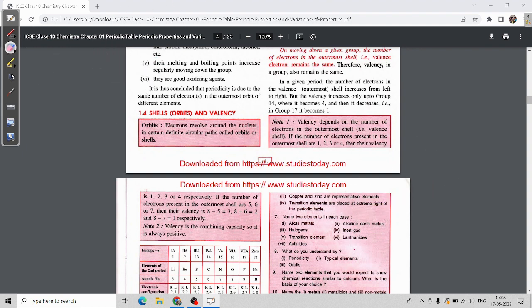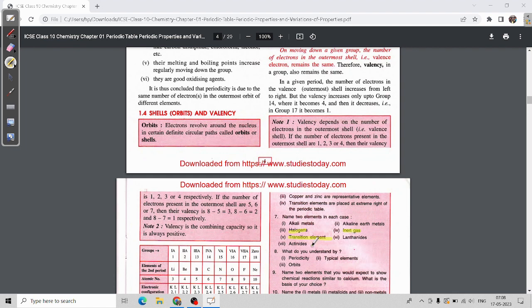Okay, now name the elements in each case. Alkali metals are lithium and potassium. Alkaline earth metals are beryllium and magnesium. Halogens are fluorine and chlorine. Inert gases are helium and argon. Transition elements are copper and zinc.